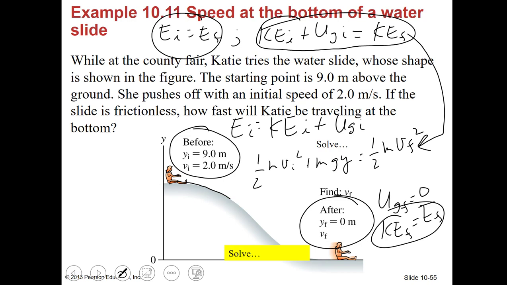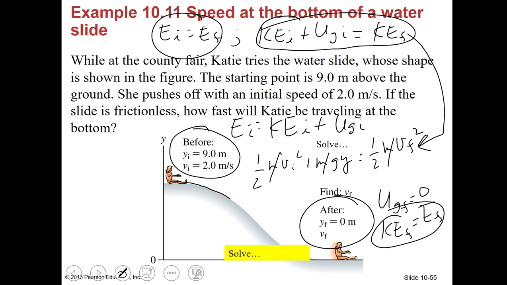Let's put in the details, and now you see the mass actually cancels out because mass is in all the different terms. Okay, now the only thing that you don't know is the final speed. 1/2 v initial squared, you know all that, plus g times y, those are just things you know, is equal to 1/2 v final squared. The only thing that you don't know is v final. You'll have to do a little bit of algebra, but you can do that to figure out v final.